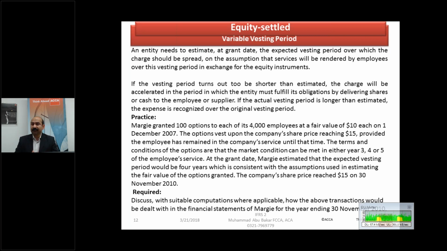for second year. Now in third year, what happened? Vesting conditions are met. $15 share price is there. So all the remaining amount will be recognized as expense in third year. This is the meaning of this line, which says, if the vesting period turns out to be 3 years rather than the estimated 4 years, the charge will be accelerated in the period in which the entity must fulfill its obligation.